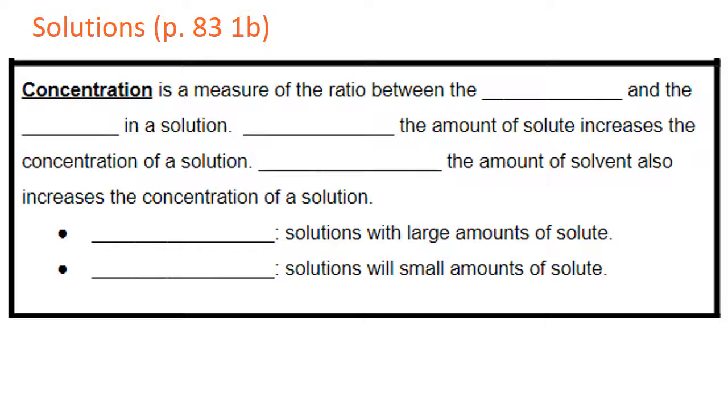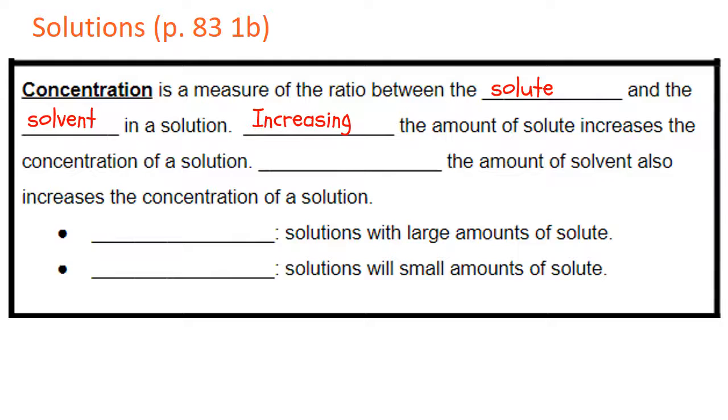Now, we have lots of different kinds of solutions, and we want to be able to describe how strong or weak they are. So we use concentration, which is defined to be a measure of the ratio between the solute and the solvent in the solution. So if we increase the amount of solute, then we increase the concentration. This might be the difference between something that is just a tiny bit salty versus ocean water that's really, really briny. The ocean water is much more concentrated.